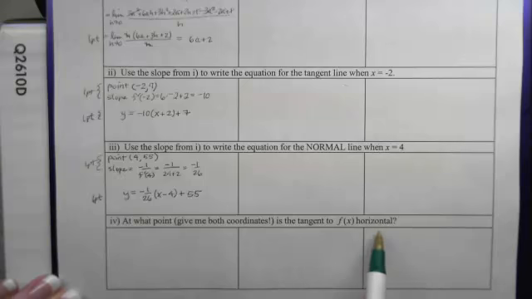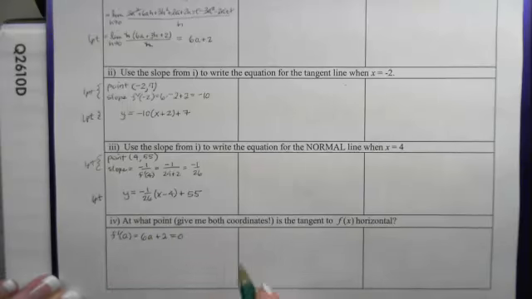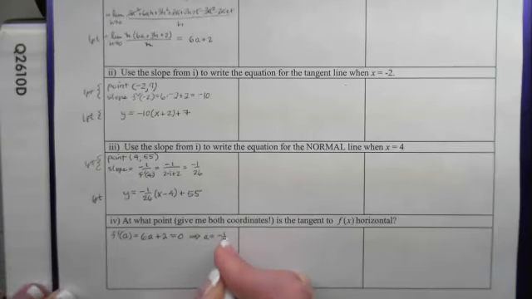Okay, the last piece of this, part 4, says at what point is the tangent to the function going to be horizontal? So if we recall, horizontal lines have slopes of 0. So that means f prime of a, which we figured out in part A to be 6a plus 2, has to equal 0. If I solve for a, I will get a equals negative 1/3.